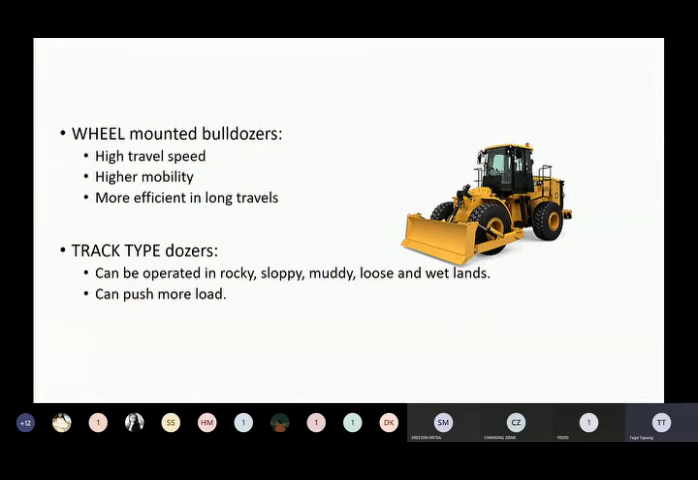So again, we have seen this already several times: wheel type bulldozer, track type dozer. The wheel type has the advantage of high speed, higher mobility. You can move from the work site to your garage by itself, more efficient in long travels. But in case of our track dozers, though they can push more load and work in rough conditions, transporting the dozer from one place to another is difficult. They're expensive to maintain, expensive to buy initially, and there is more wear and tear.